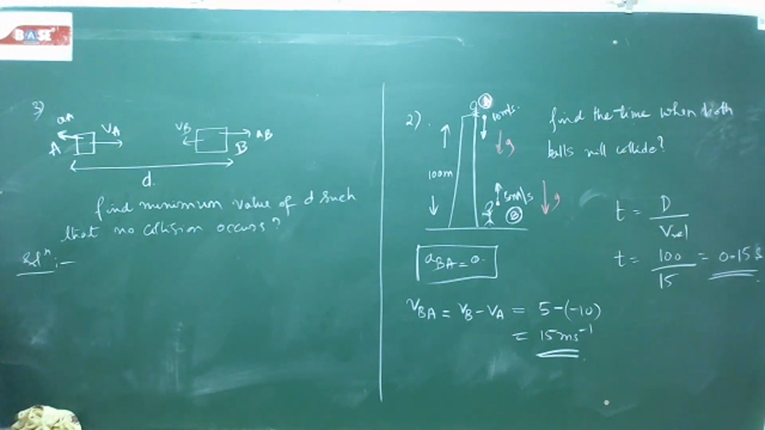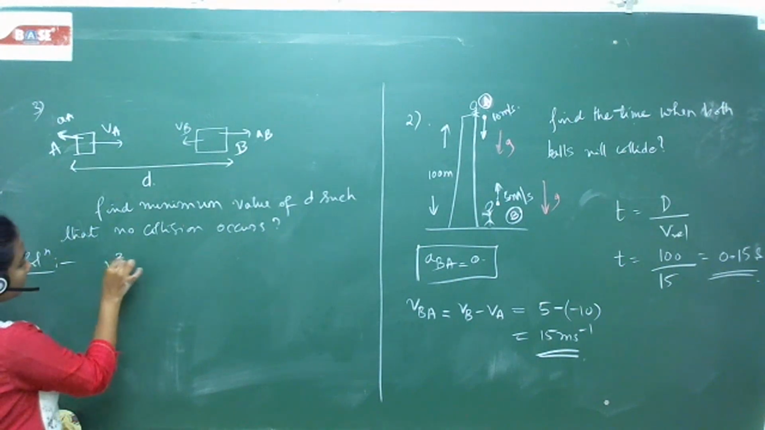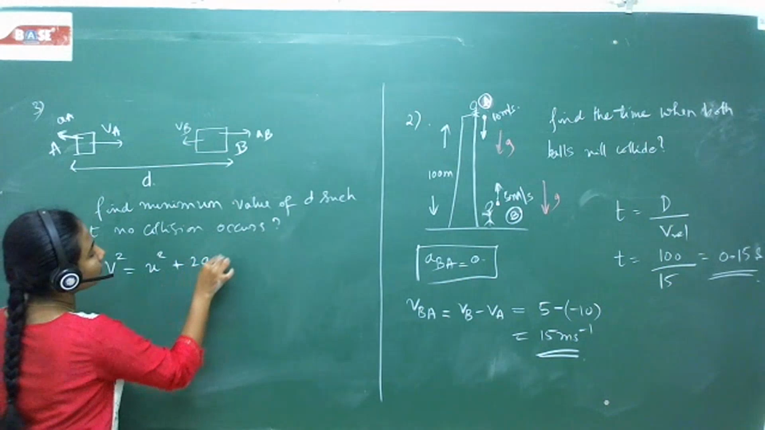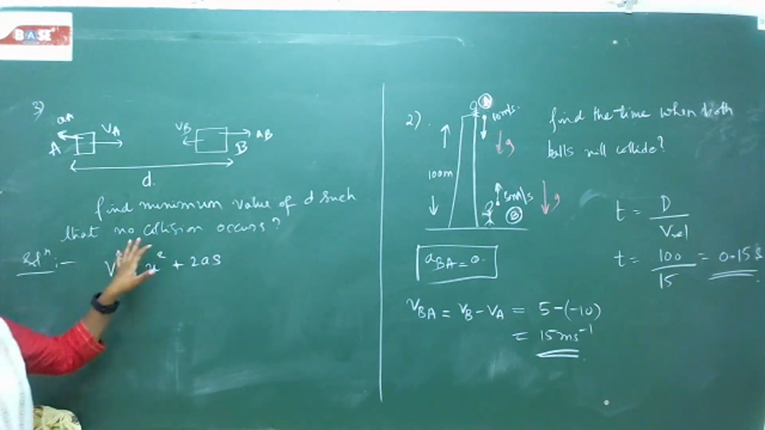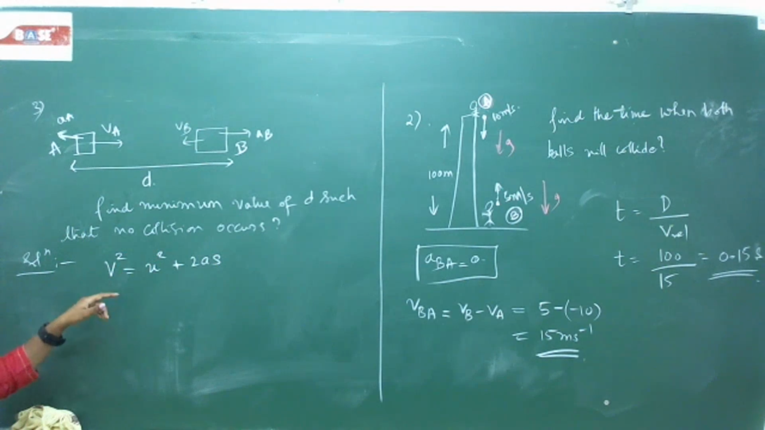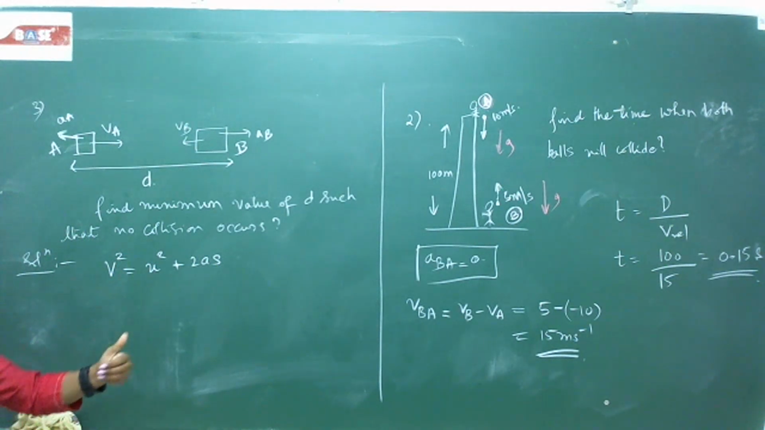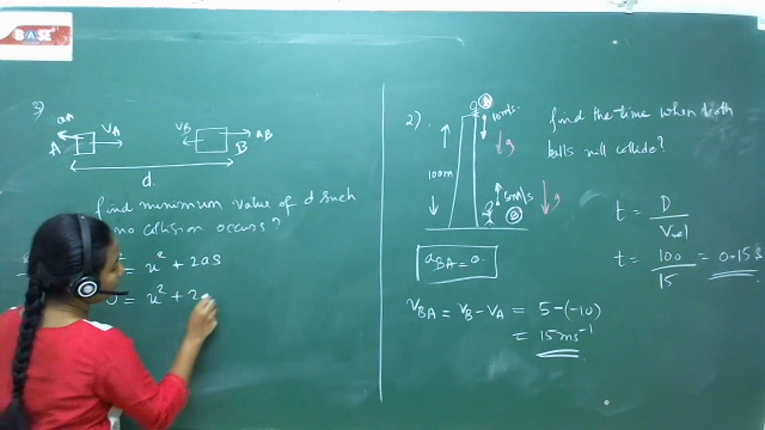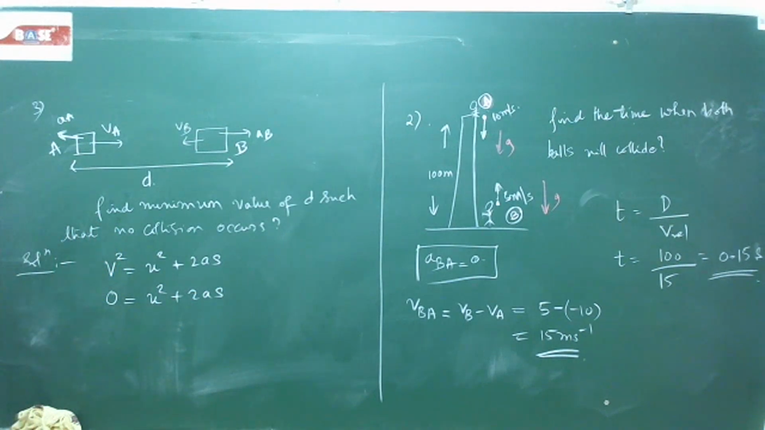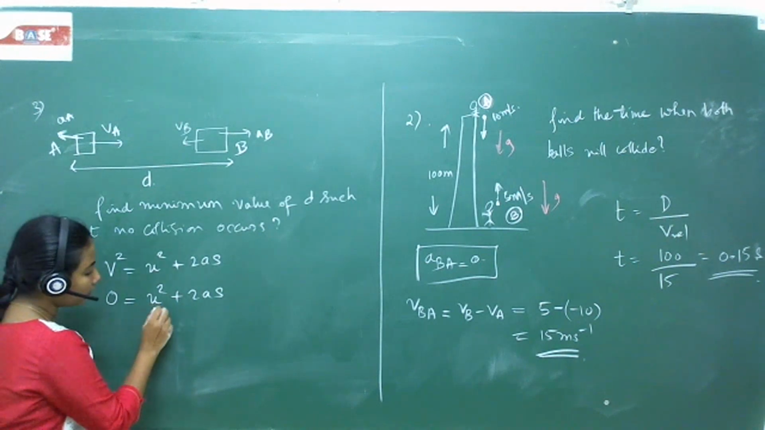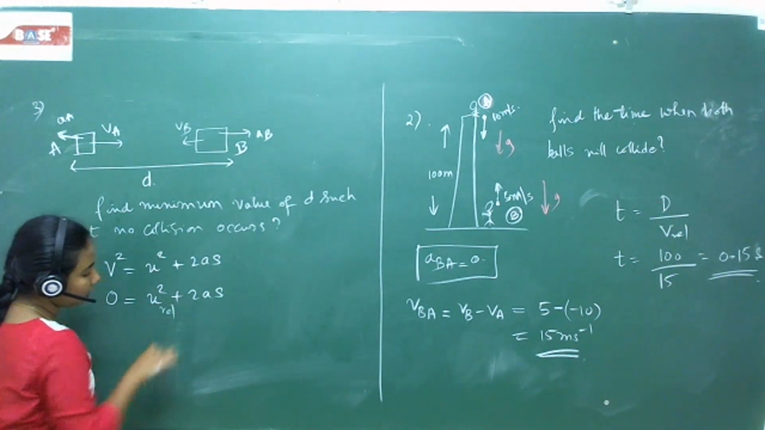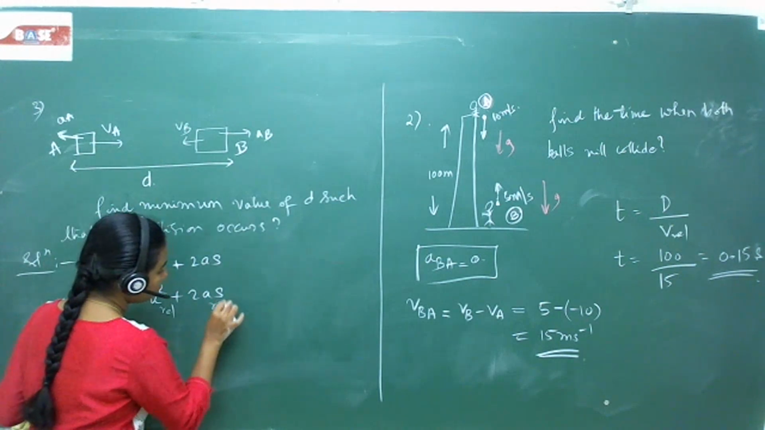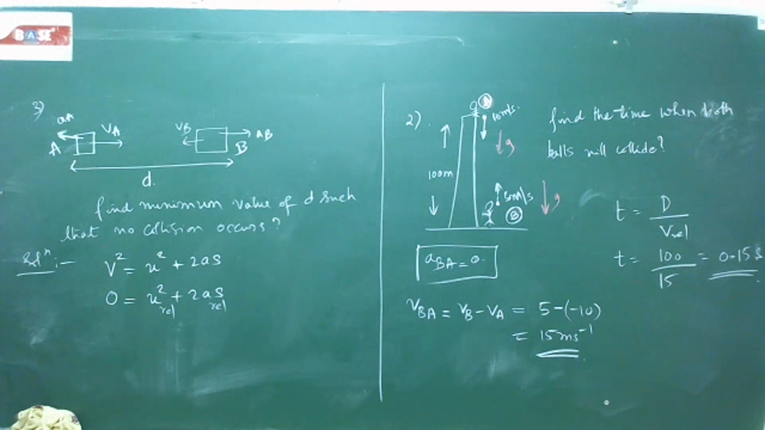So here I can use one of the kinematic equations, that is V square equal to U square plus 2AS. Since they have said no collision occurs, the final velocity should be 0. That means the car should be stopped, right? So when V is 0, I will write it as 0 equal to U square plus 2AS. Here I can apply the relative motion concept. So velocity U, I will replace by relative velocity, and for acceleration, relative acceleration.